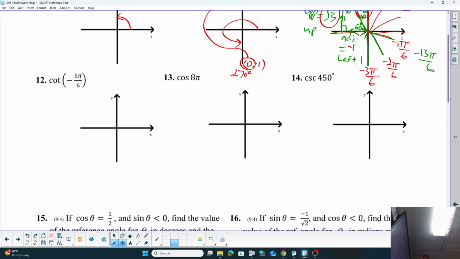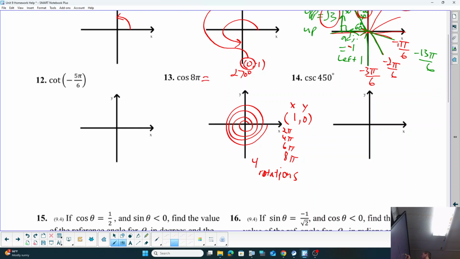You know 8 pi, don't you? This is 2 pi. It's also 4 pi, also 6 pi, also 8 pi. Going 1, 2, 3, 4 rotations. So basically it's the coordinate 1 comma 0, which is x and then y. And so we want to know what cosine is, and cosine is the x value. So the answer is just 1.